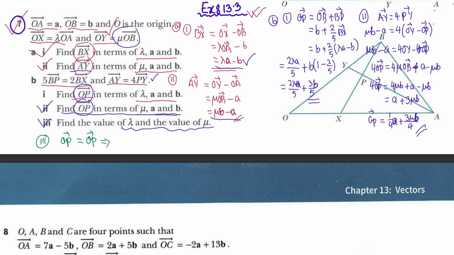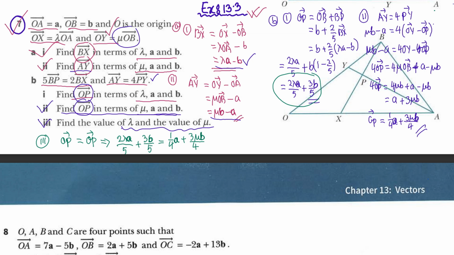So OP in terms of lambda, this is the information in terms of lambda. Let me write 2 lambda A by 5 plus another part 3 B by 5, where A and B are vectors. So on the right side I can write 1 by 4 A, then plus 3 mu B by 4. That is the vector on the left side and right side.